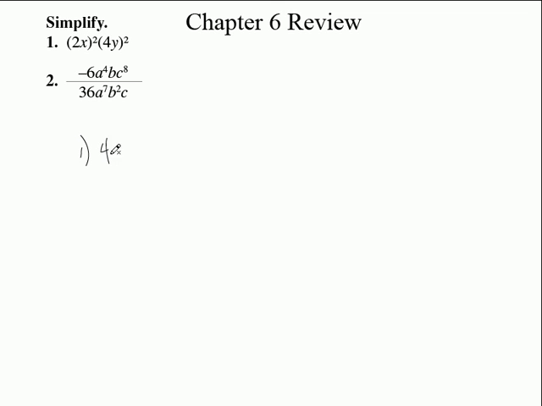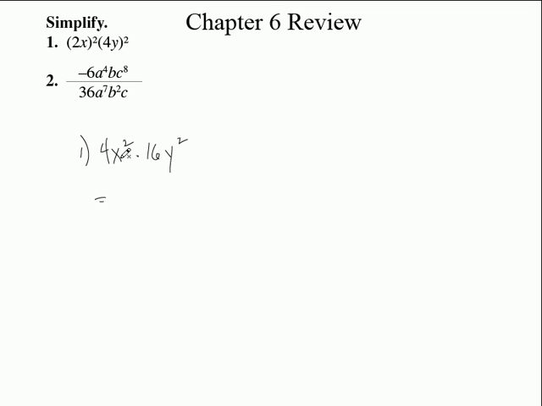2 squared, which is 4, x squared, which obviously is x squared. Square everything inside here. 4 squared, which is 16. Alright, so we multiply that by 16, and then y squared right there.